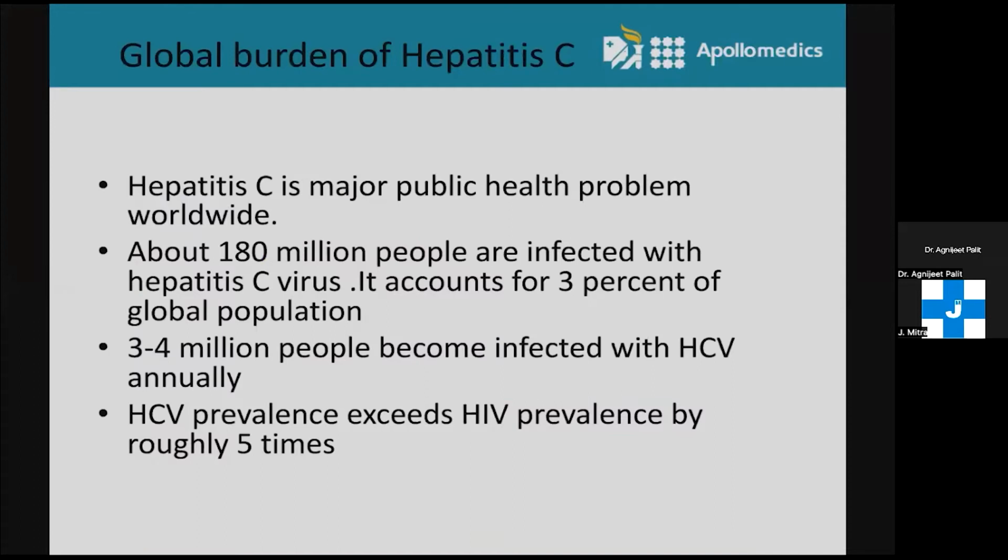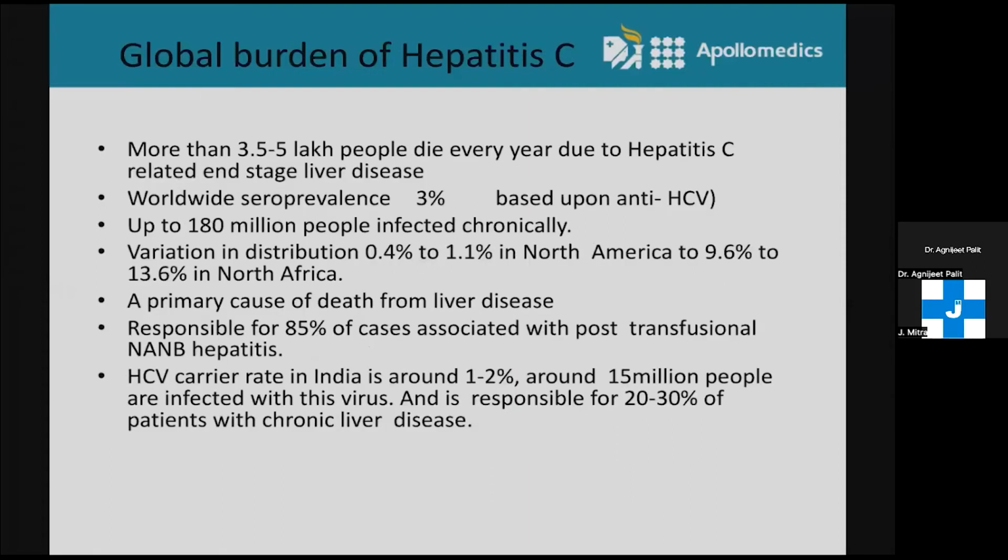As I have said, about 180 million people are infected with hepatitis C virus, and it accounts for about 3% of the global population. Annually, 3 to 4 million people become infected with this virus, and the important fact is that HCV prevalence exceeds HIV prevalence by roughly 5 times. So sometimes we forget about HCV, speaking only about HIV, but let me tell you that the prevalence of HCV exceeds HIV by 5 times. More than 3.5 to 5 lakh people die every year due to hepatitis C related end-stage liver disease.